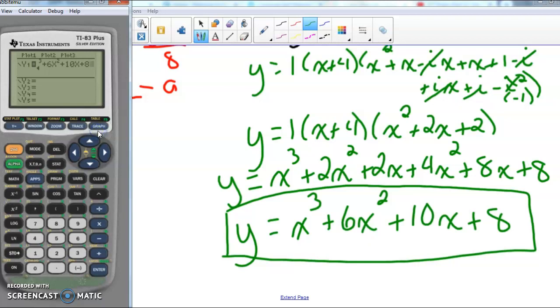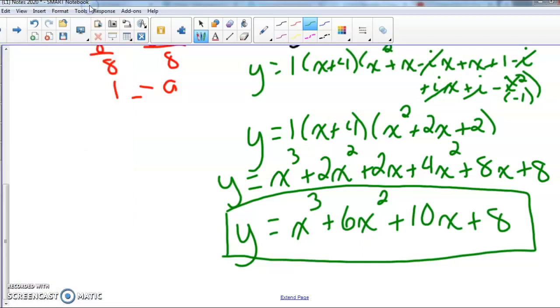So when I graph this, if I did this right, I should see a cross at negative 4 and nothing else. It looks like negative 4. I can verify that on the table, that yes, negative 4 is a 0. It didn't cross any other time. That's because I had 2 imaginary solutions.